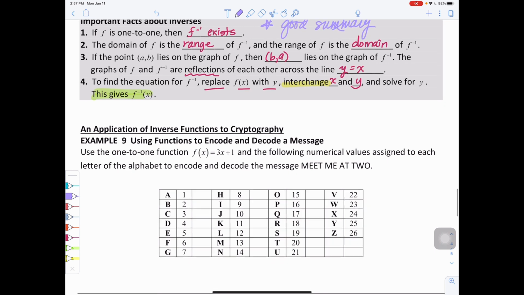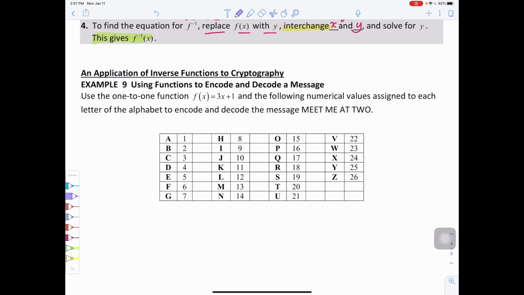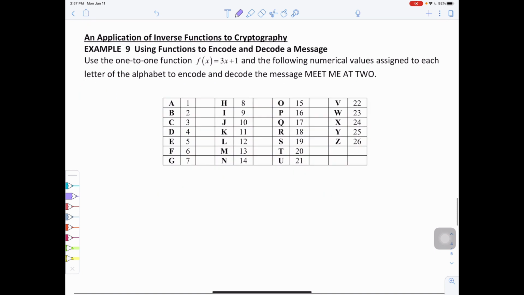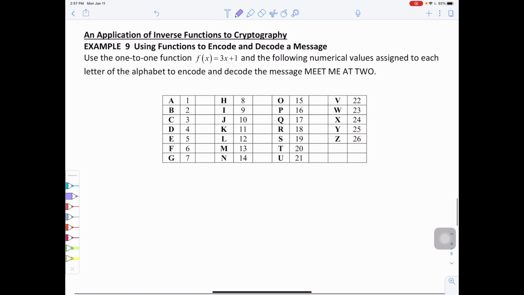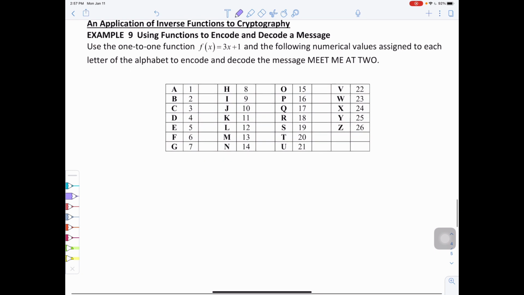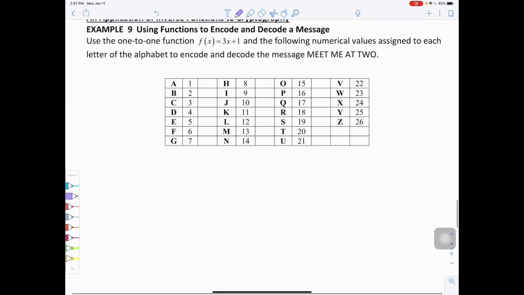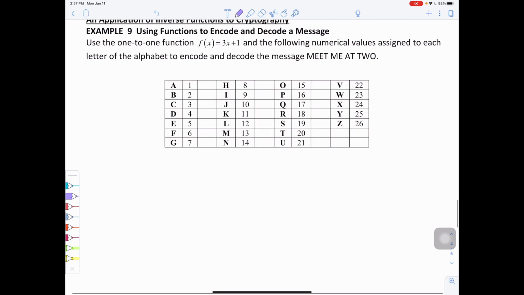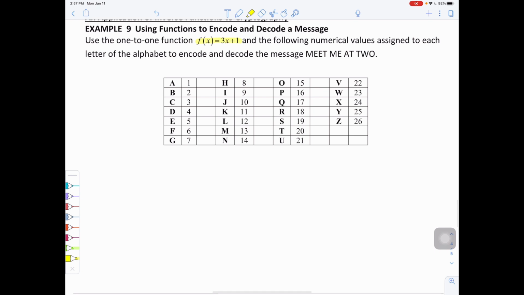Okay, let's end this section with a fun little problem. In example 9, we're going to be using functions and inverse functions to encode and decode a message. They've asked us to use the one-to-one function f of x equals 3x plus 1 and the following numerical values assigned to each letter of the alphabet to encode and then decode the message "meet me at 2."